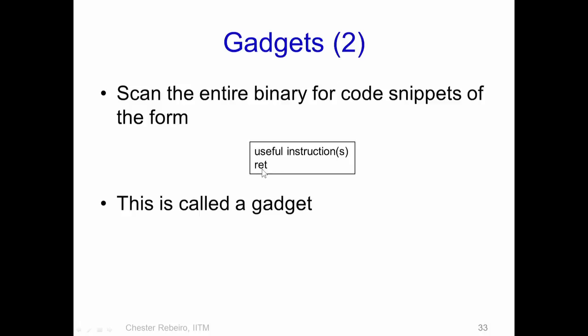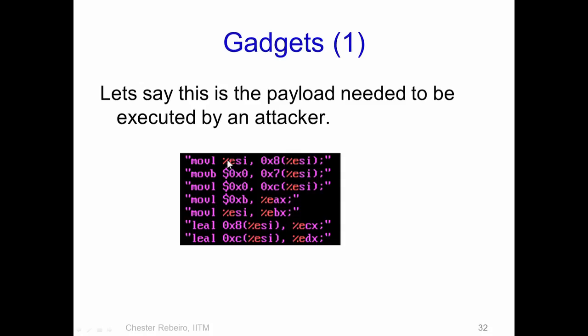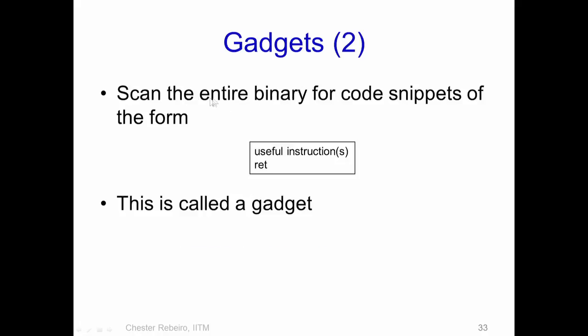So, RET, as you know, in the Intel instruction set, means the return from a particular function. This very simple thing is what is called a gadget. Now, corresponding to the payload that he wants to execute, the attacker needs to scan the entire binary code of the executable in order to find such useful gadgets.